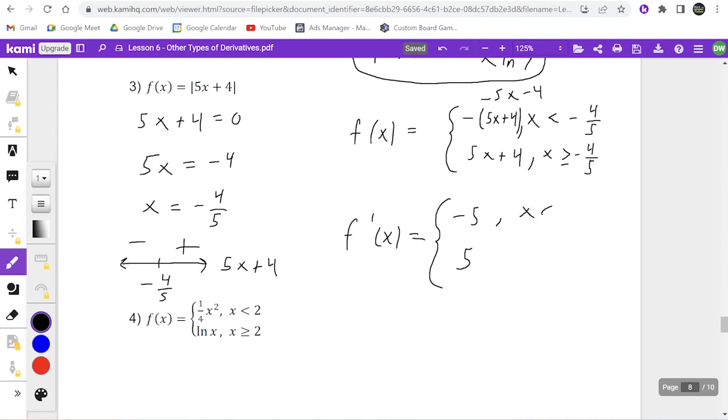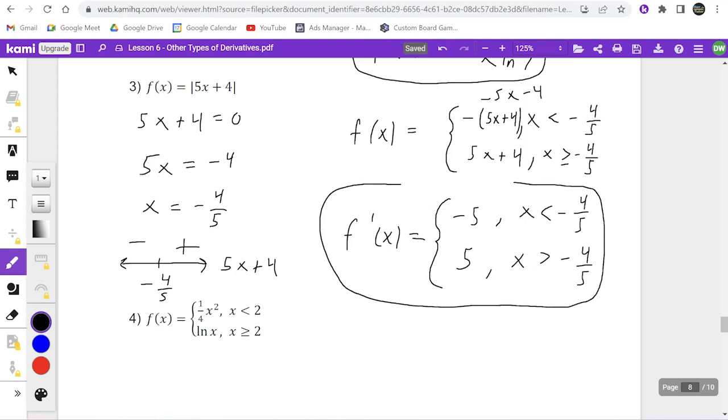And then that's when x is less than negative 4/5. And this is when x is greater than negative 4/5. Remember, no equal sign, right? Because negative 5 clearly does not equal 5. That means the derivative does not exist at that x value. Any questions on number 3? Hopefully it's starting to get easier now, each time.